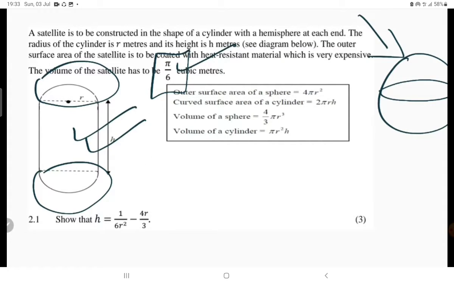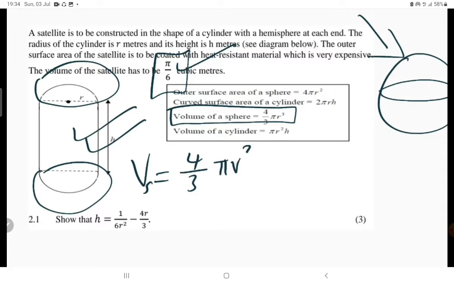So now the volume of the satellite, let me just say, the volume of the satellite is given by the volume of the sphere. There's nothing to think much, because this is the volume of the sphere, which is 4 over 3 pi r cubed, then plus the volume of the cylinder, which is this middle portion. The volume of the cylinder, ladies and gentlemen, is the area of the base times the perpendicular height.